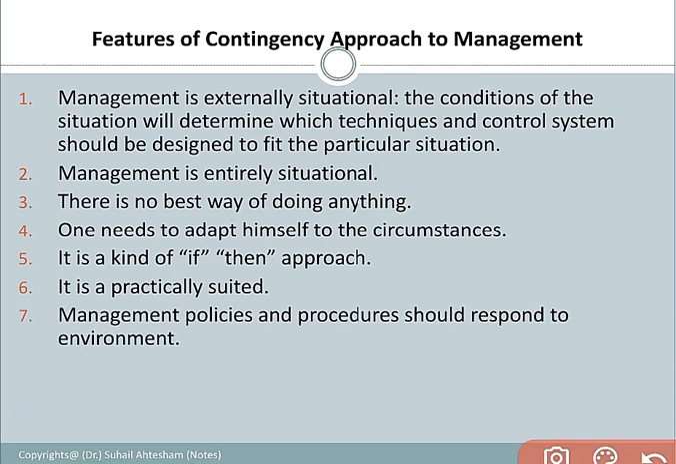Management policies and procedures should respond to the environment, right? So all these management policies and procedures have to respond according to the environment, according to the working of the internal factors, the internal environment, and according to the changes of the external environment. These management policies and procedures should be planned and should be implemented, right?